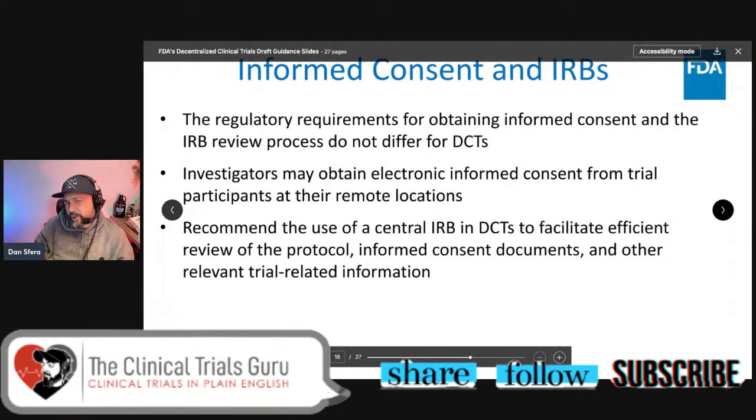Now the question would be the process of consent. Is it documented, or do you want the Zoom recording? But then should we not have the patient's face on there? The voice is okay, or do we not have the Zoom recording and just do the document? I guess that's up to the site SOPs. Investigators may obtain electronic informed consent from trial participants at their remote locations. Okay. Recommend the use of a central IRB in decentralized clinical trials to facilitate efficient review of the protocol.